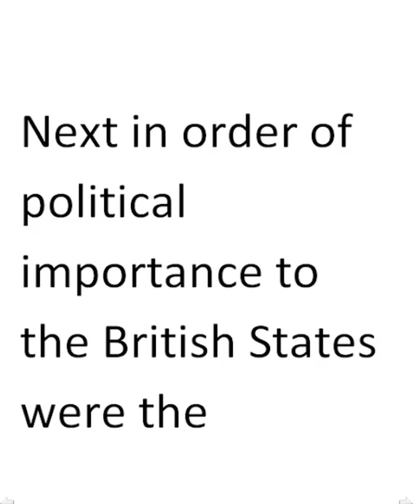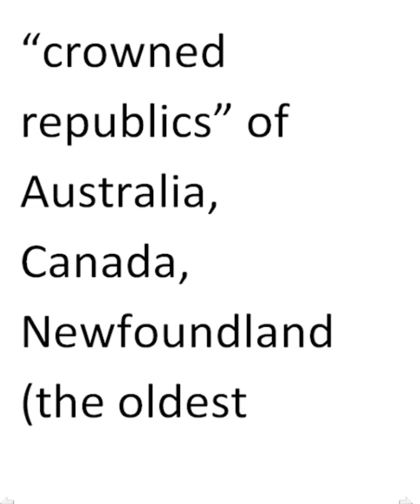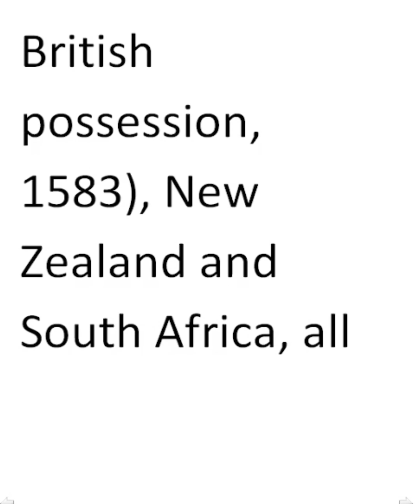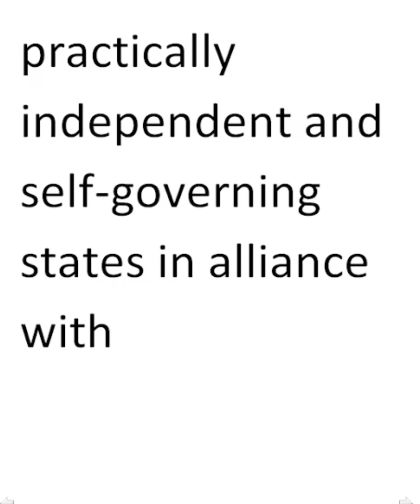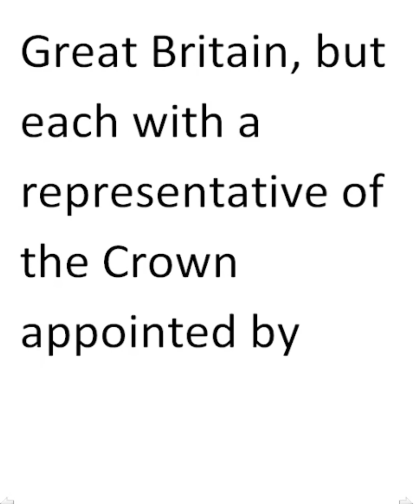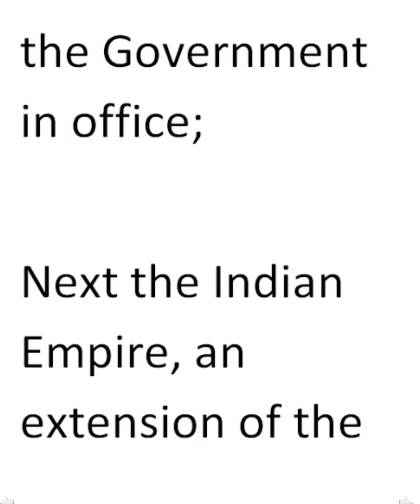Next in order of political importance to the British states were the Crown Republics of Australia, Canada, Newfoundland, the oldest British possession, 1583, New Zealand and South Africa, all practically independent and self-governing states in alliance with Great Britain, but each with a representative of the Crown appointed by the government in office.